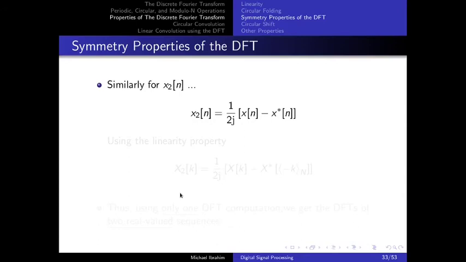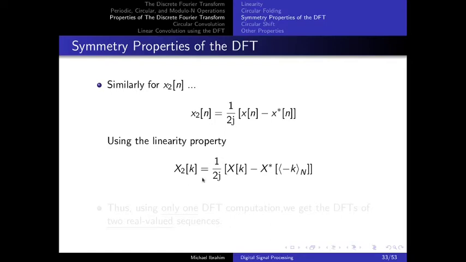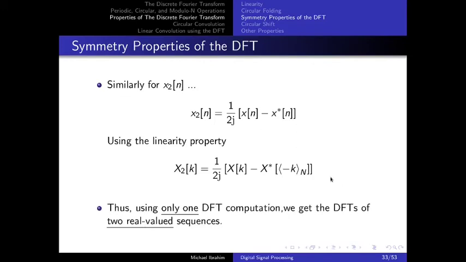Similarly, x2 of n is the imaginary part of x of n, which can be computed as 1/2j x of n minus x conjugate of n. Using the linearity property and the conjugation in time property, we will get x2 of k equal to 1/2j x of k minus the transform of x conjugate of n, which is x conjugate of minus k modulo n. So using only one DFT operation, which is computing the DFT of x of n, the newly composed sequence, we can get the DFTs of two real valued sequences, x1 of k and x2 of k.